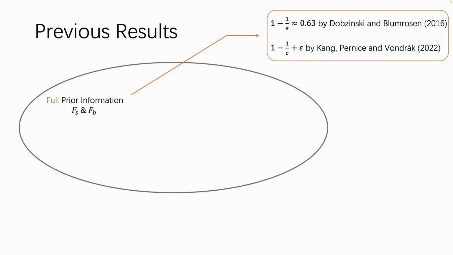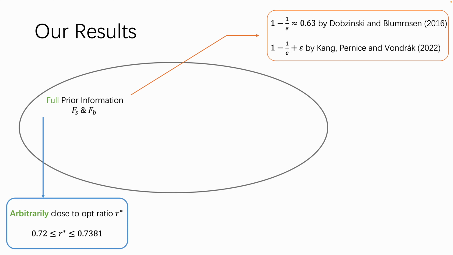In this setting, Dobzhinsky and Blom-Rosen provide a 1-1/e approximate mechanism using the seller's quantile information, and Kang, Pernis, and Wondrak recently improved the approximation ratio slightly with a small constant, which is roughly 10^-4. So for our paper, we characterize the approximation ratio of the optimal mechanism in this setting by two families of factor revealing programs. One lower bounds the optimal ratio and the other one upper bounds the ratio.